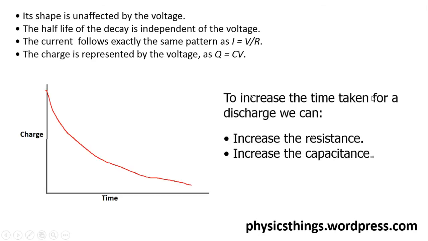Another thing you need to know is that to increase the time taken for a discharge, we can increase the resistance, which if you think about it makes sense. Increase the resistance, it's harder for the charge to be able to get through and flow out of the capacitor. Or we can increase the capacitance. Increasing either of these, think about what our time constant is. Time is RC. We can see that the time it takes for the capacitor to discharge to 1 over e will increase by increasing either the resistance or the capacitance.